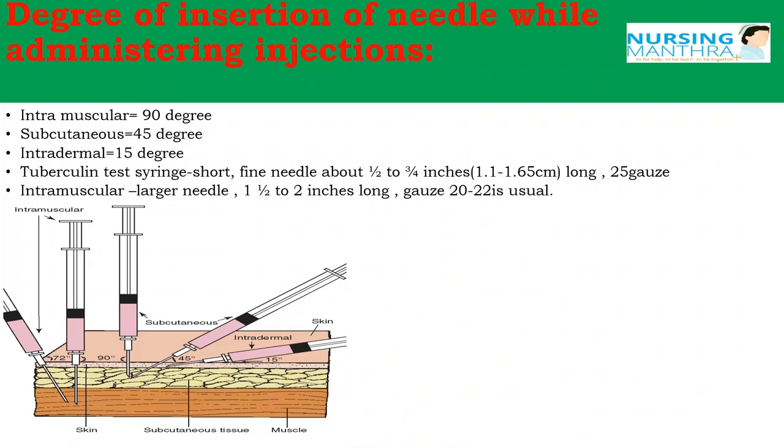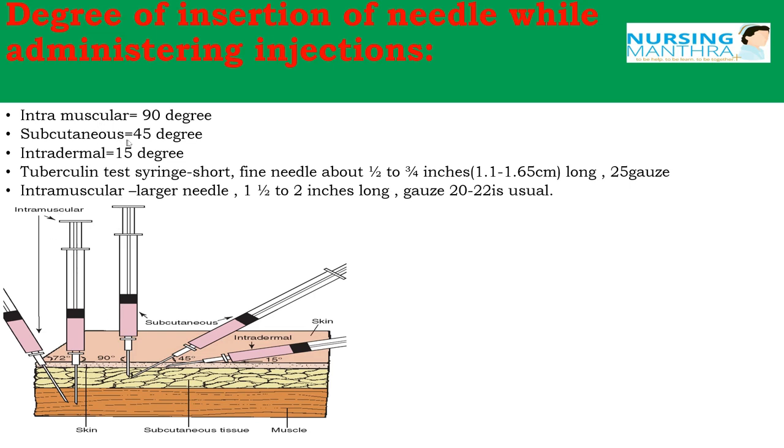Next we can see the degree of insertion of the needle while administering injections. We all have administered injections by different routes. So in that we have to know how many degrees we have to give in each category of medication. Intramuscular, if we are giving, you should give at 90 degrees. This is 90 degrees, okay, intramuscular.